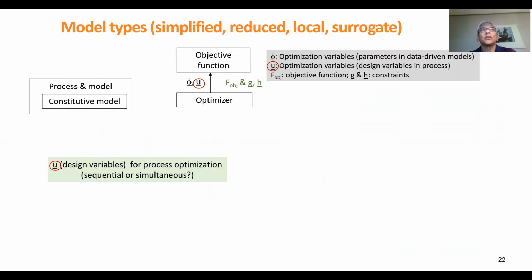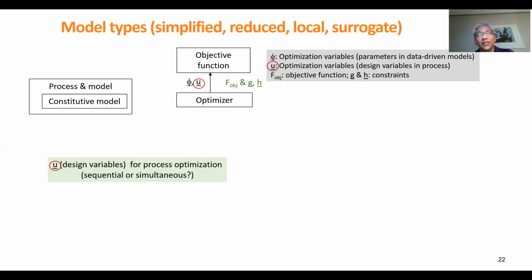So let's see now the issue of simplified model, reduced model, local model, surrogate model, and so on. So let us say what you see on the left-hand side. We have the real process, and the model of it, and the constitutive models embedded. We want to optimize this process. So it's a process optimization. In order to optimize the process, we need to calculate the objective function for a given set of values of the design variables.